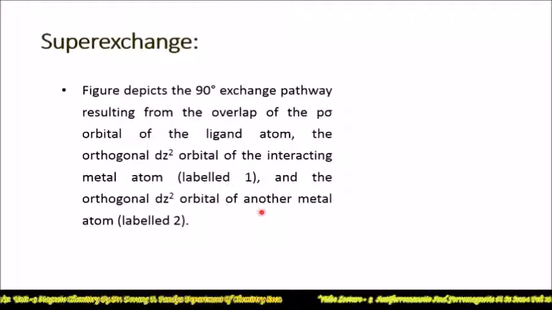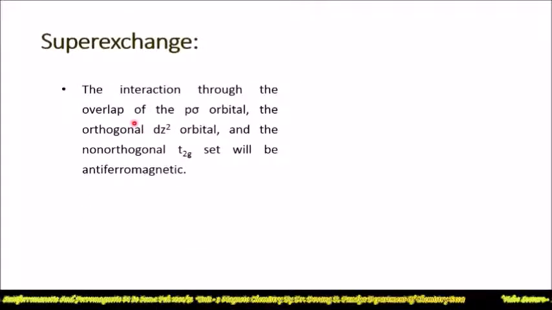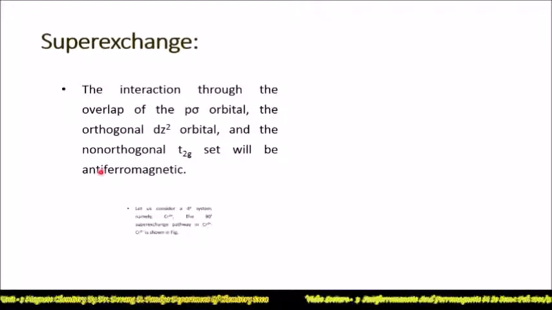The interaction through the overlap of the p sigma orbital with the orthogonal dz² orbital and the non-orthogonal t2g set will demonstrate antiferromagnetic behavior. Let us consider a d3 system, namely chromium(III). The 90 degree superexchange pathway in chromium(III): we can see in this figure chromium(III) and p sigma. So this interaction will demonstrate ferromagnetic coupling at the 90 degree superexchange pathway.